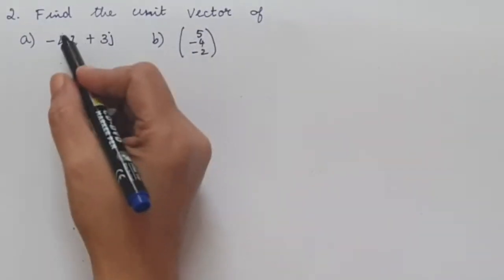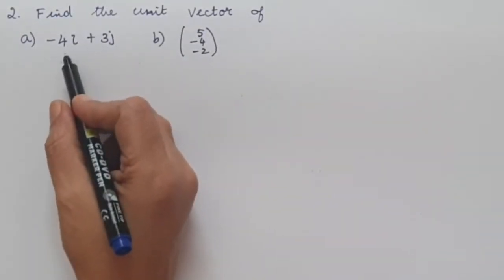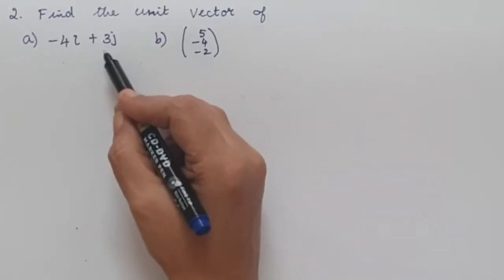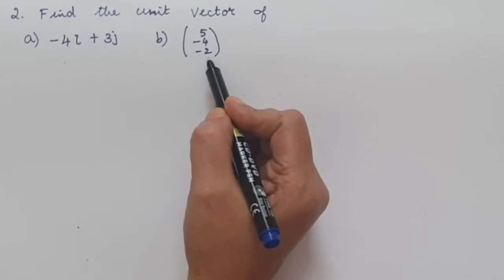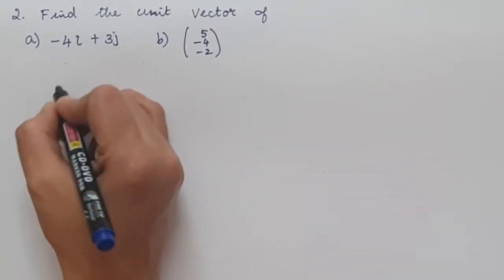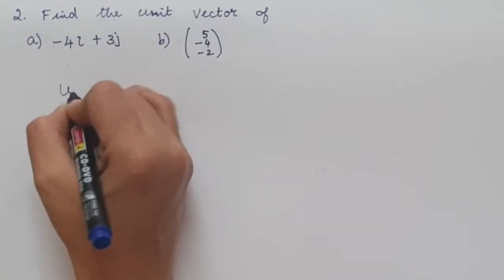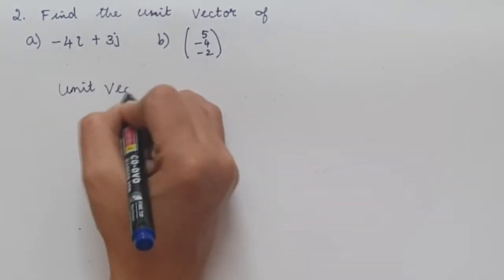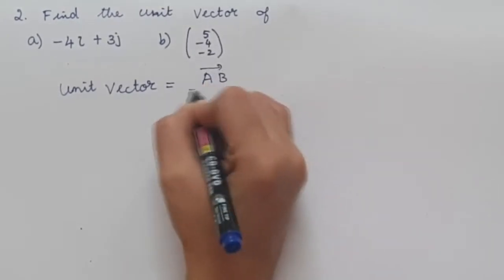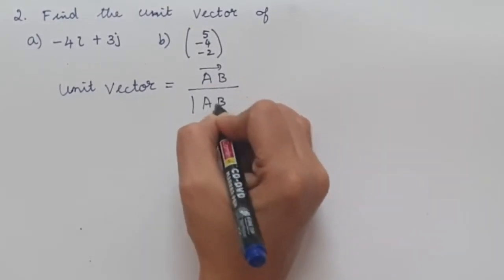Second question, find the unit vector of A: minus 4i plus 3j, and B: 5i minus 4j minus 2k. This is a two-dimensional vector and this is a three-dimensional vector, in the x, y, z plane. So when we have to find our unit vector, the unit vector is given by the formula vector AB over magnitude of AB.